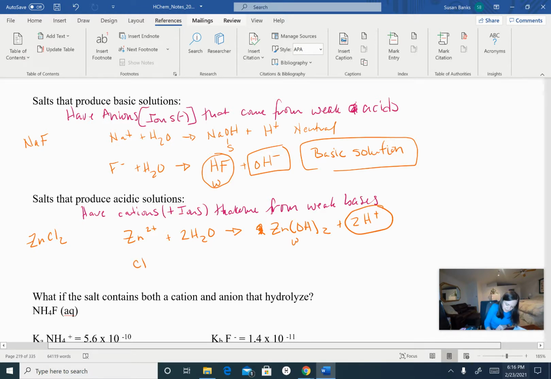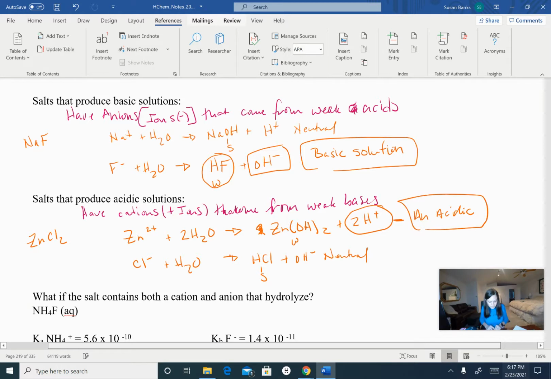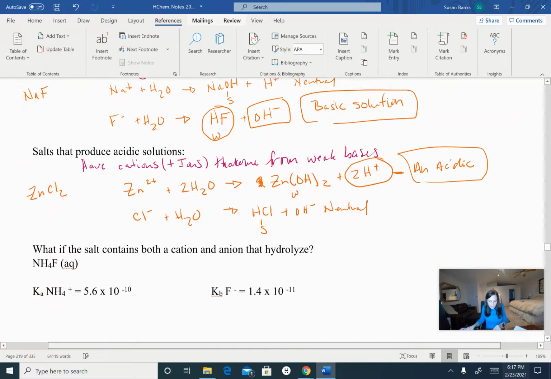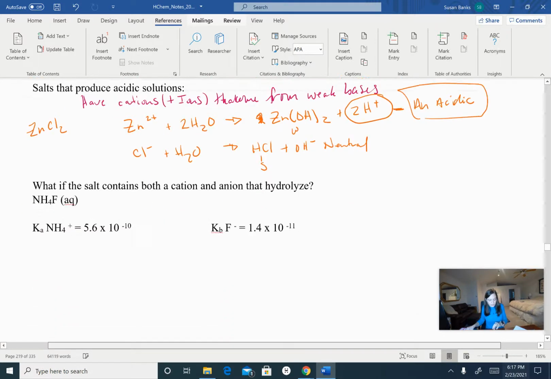Let's look at the chlorides. If we have water, we're going to make hydrochloric acid and a hydroxide. This is a strong acid, so this is a neutral reaction right here. So in total, we're going to have excess hydrogens. So this will be an acidic solution because we will have excess hydrogens. Okay? So the question then becomes, what if the salt contains both a cation and an anion that hydrolyze?